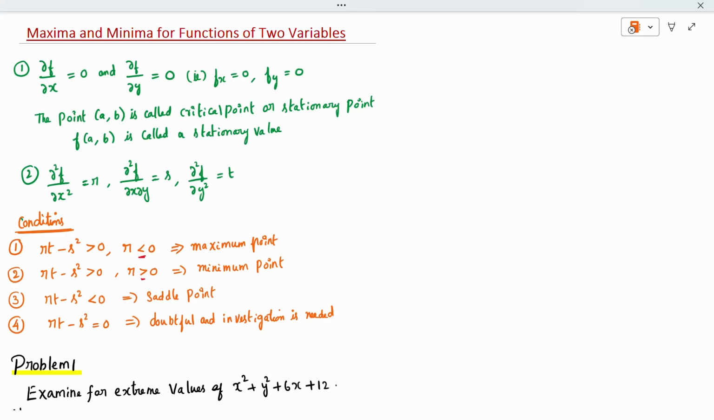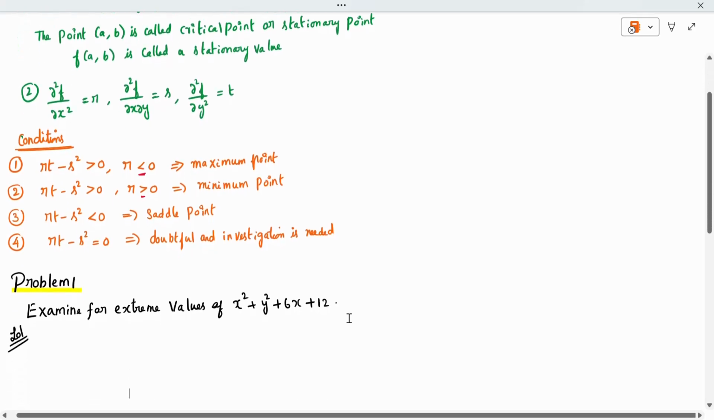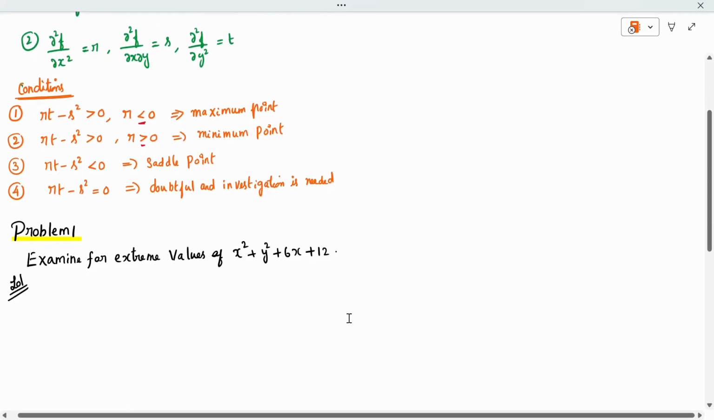Okay. rt minus s squared equal to 0 is a rare case. It is called doubtful and further investigation is needed. So correspondingly, the first problem: examine for the extreme value, the question has been given.